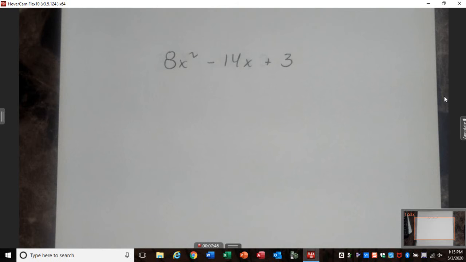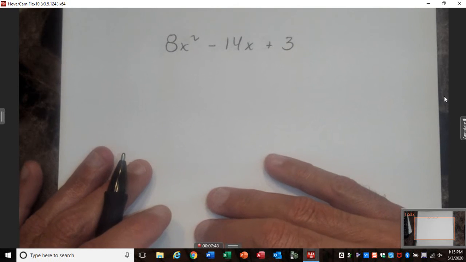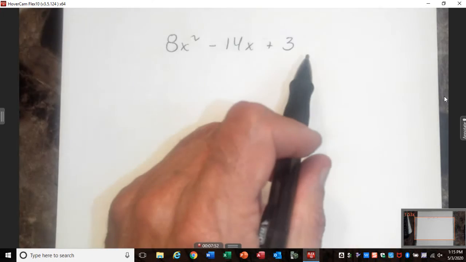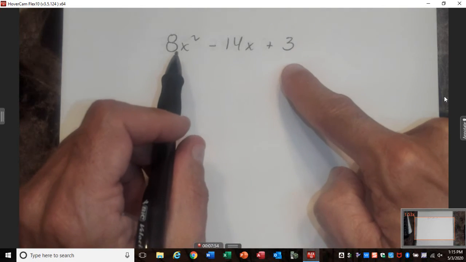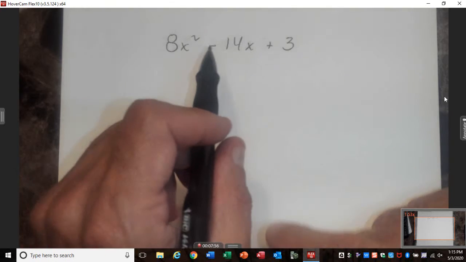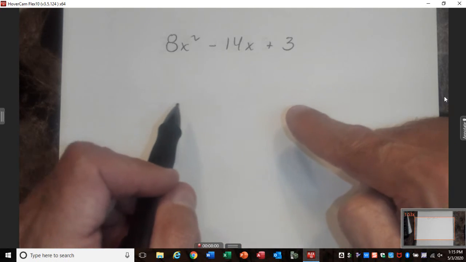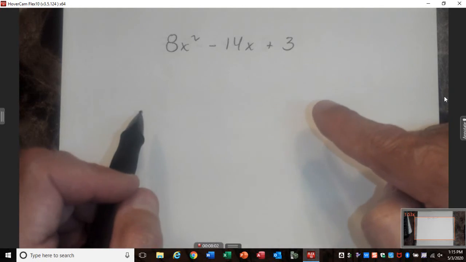Okay, now, moving on. Now, a couple questions you got to ask yourself. Can anything be factored out? No. Are 8 and 3 perfect squares? No. But now your middle term is negative. So now we're going to have 2 minus signs in the binomial. That's all. The only change here.